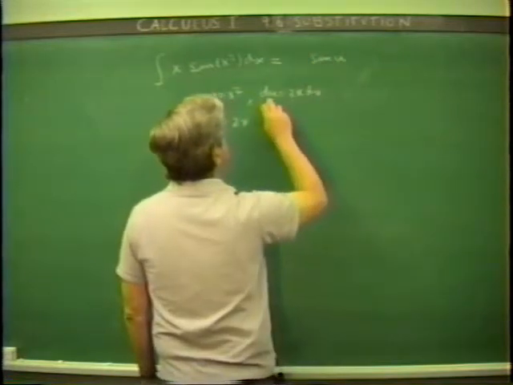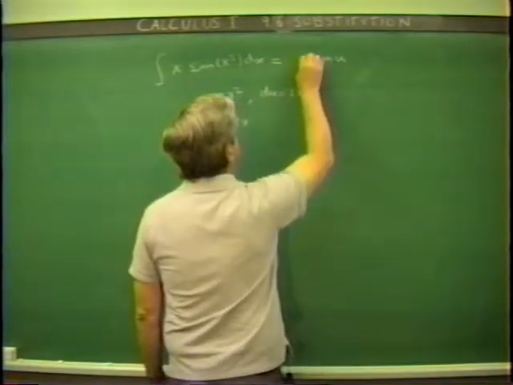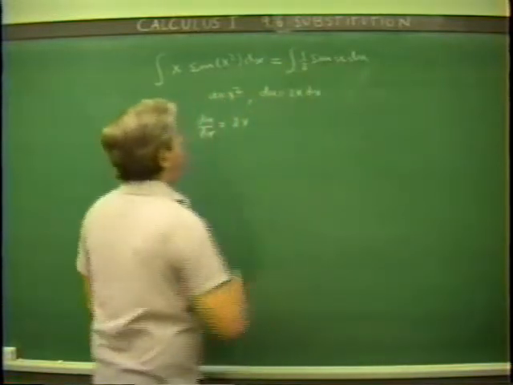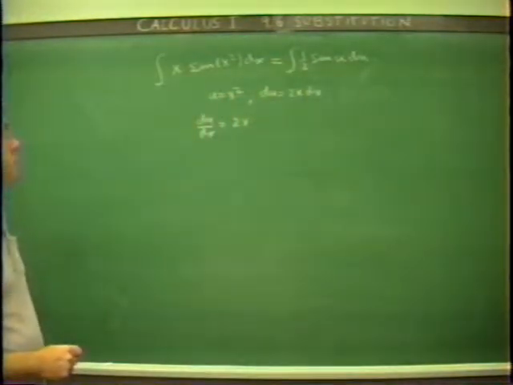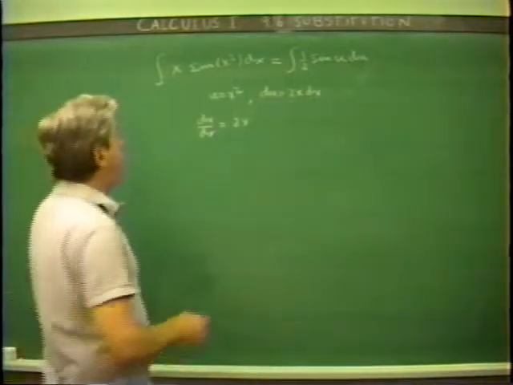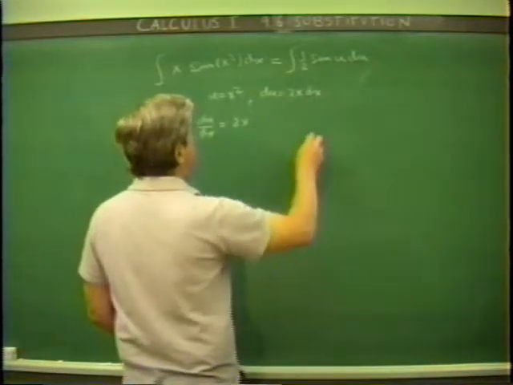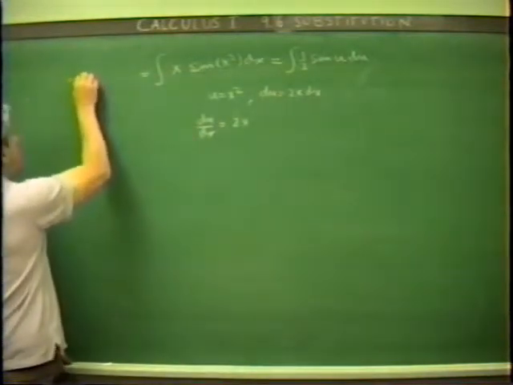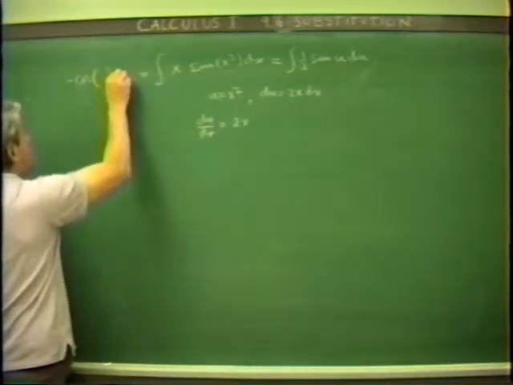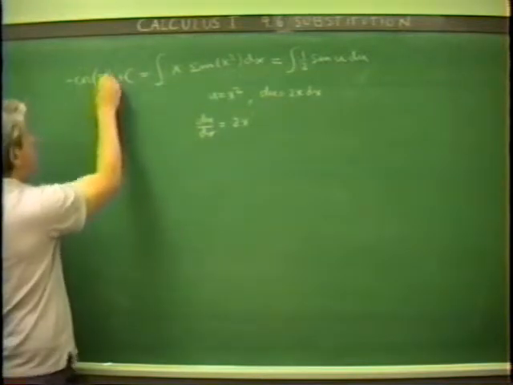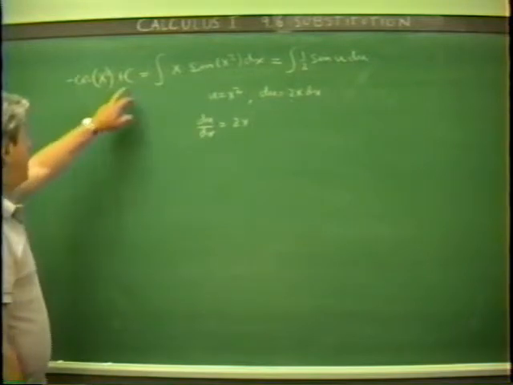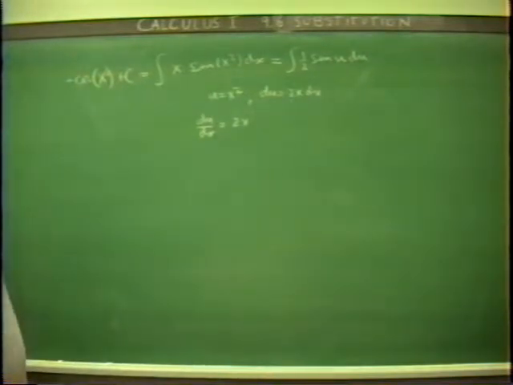Or we can write x dx is du over 2, so that's 1/2 sine u du is the required quantity over here on this side. And now the antiderivative of the sine is minus the cosine, so that this is equal to minus cosine of u plus any constant. And now u was x squared, so minus cosine of x squared plus any constant will give you the antiderivative.